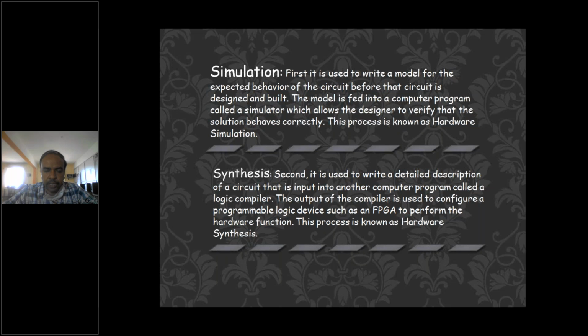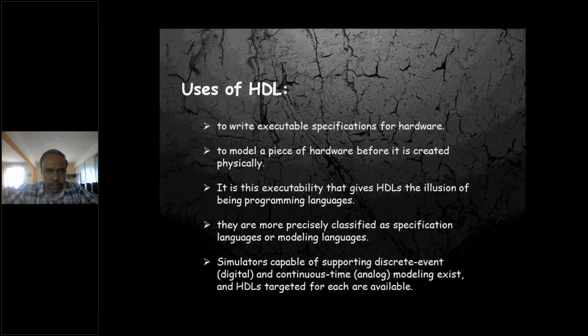Like A, B are inputs and C is the output, with respect to your AND gate. If you give both the inputs A and B as high, the LED should glow in the kit. If that is the case, then you can conclude that the AND gate code you have written is working fine. So what are the uses of HDL? To write the executable specifications for hardware, to model a piece of hardware before it is created physically. So before the actual design, we are using this HDL.